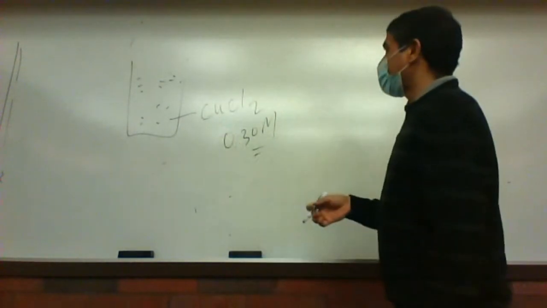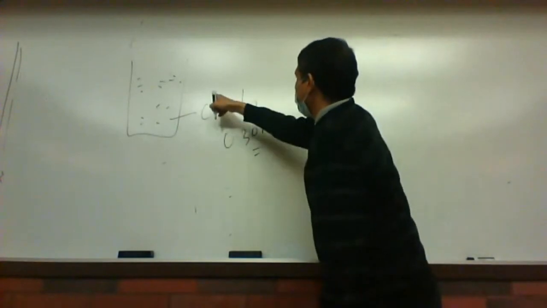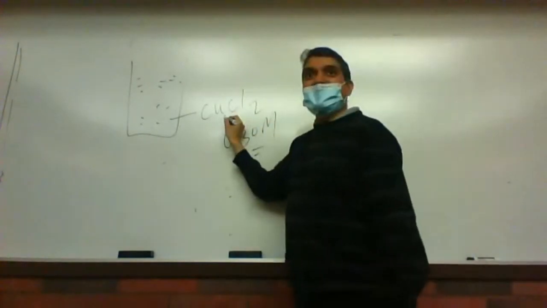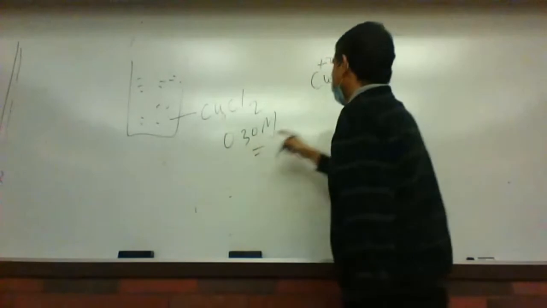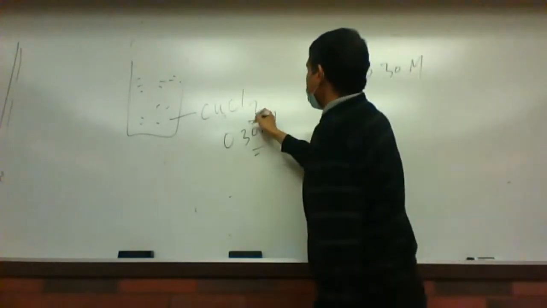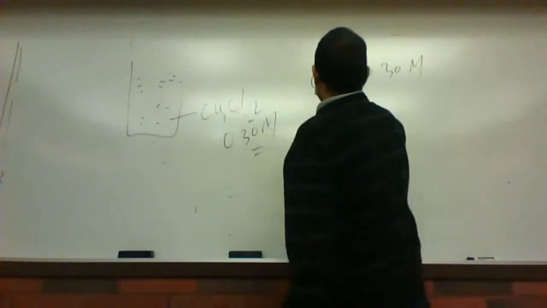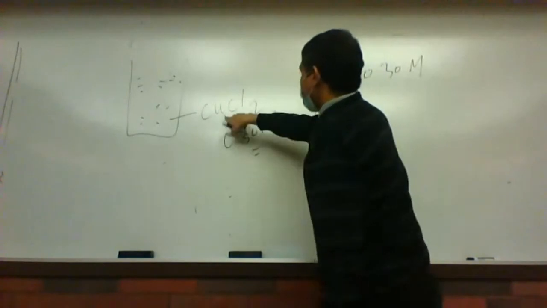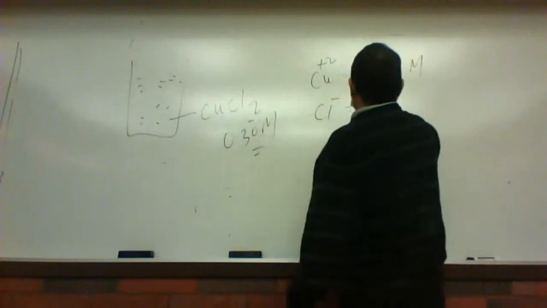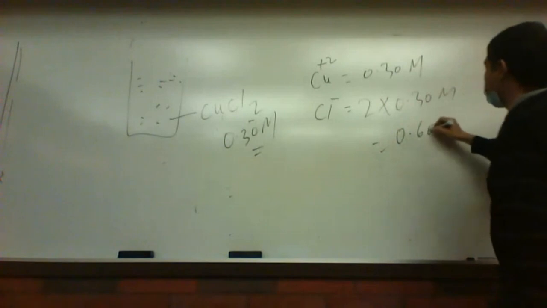Now the question is, how many moles of copper are present? Copper has this 2 coming from the head of this one, so this is +2. You see here, copper is only 1, right? So copper is only 0.30 molar. But you see the chlorine here, where is the 1 coming from? It's coming from the head of this chlorine, so chlorine is -1. Now, how many chlorine are there? 2. So 2 multiplied by 0.30 M equals 0.60 molar.